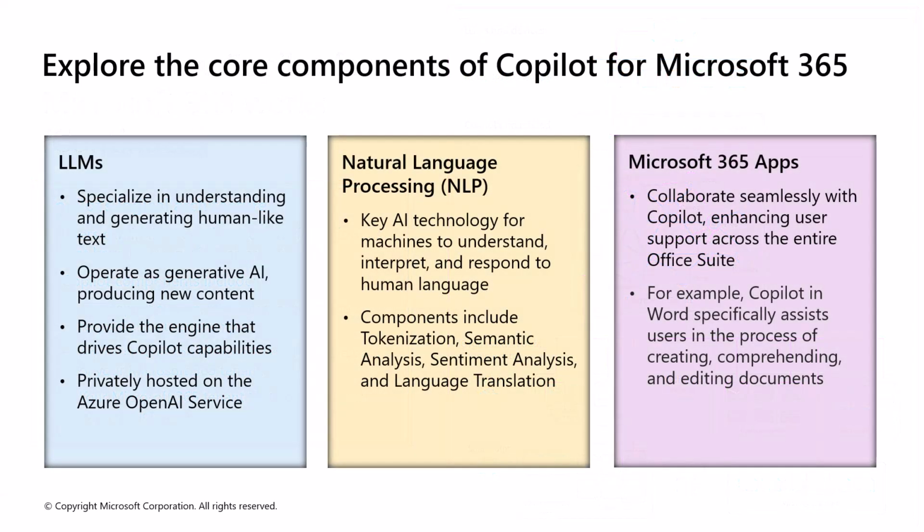So the next thing we want to talk about is to explore the core components of Copilot for Microsoft 365. Right. So this Copilot for Microsoft 365, or Microsoft 365 Copilot, has five major components. The first one you can see here is the LLM. Again, LLM is a large language model, which specializes in understanding and generating human-like text. If you've used ChatGPT before, it was actually built on a large language model, which is the same thing as Copilot.